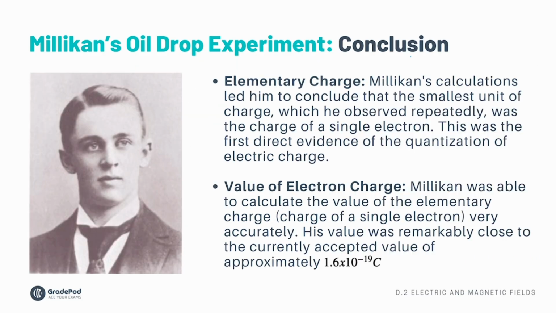It's called the elementary charge. He came to the conclusion that the smallest unit of charge, which he observed repeatedly, was the charge of a single electron. And this was the first direct evidence of quantization of electric charge. It's his experiment that allowed us to say, okay, all charge is made up of electrons and protons, and also the charge on an electron and a proton is 1.6 times 10 to the minus 19 coulombs.